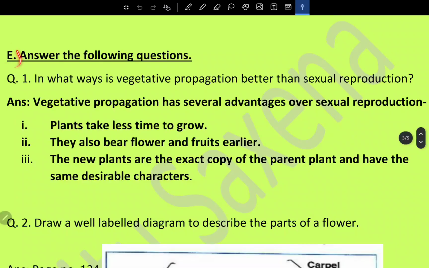Now part E, that is, answer the following questions in detail. Question number 1. In what ways is vegetative propagation better than sexual reproduction? Vegetative propagation has several advantages over sexual reproduction. Plants take less time to grow, and they also bear flowers and fruits earlier. The new plants are the exact copy of the parent plant and have the same desirable characteristics.